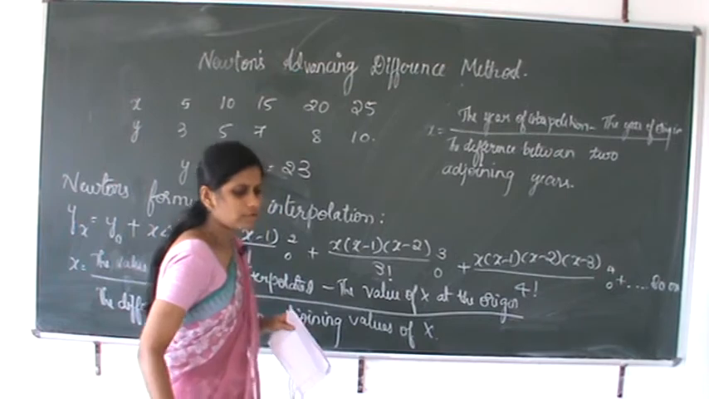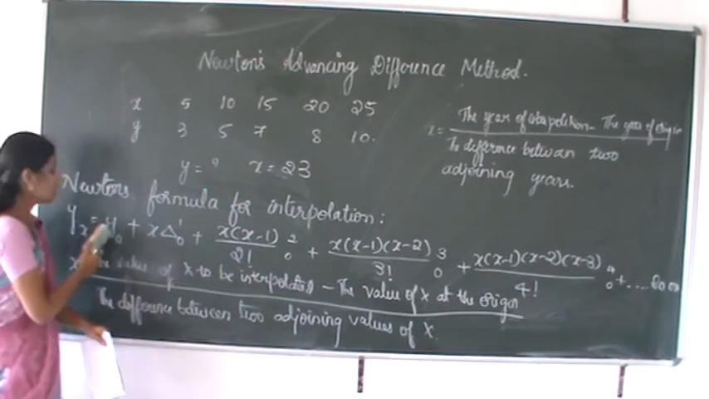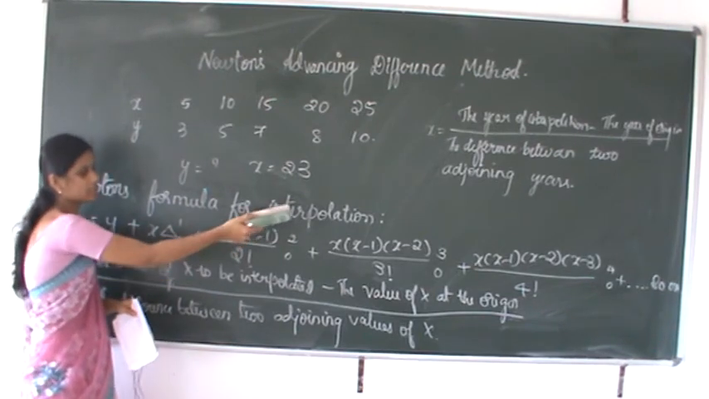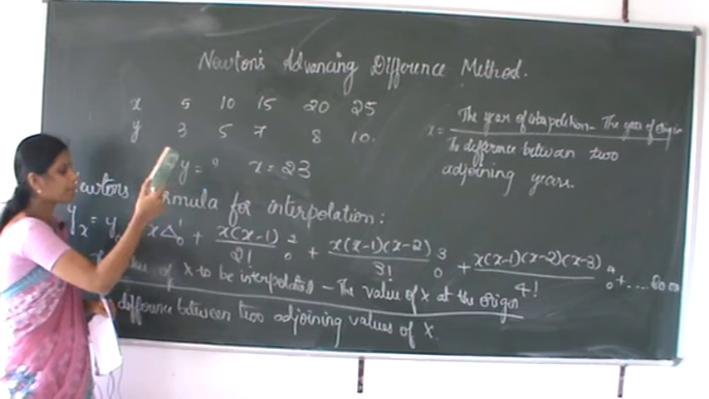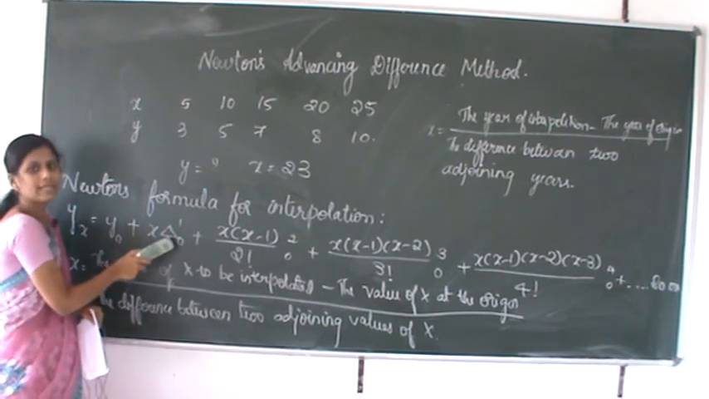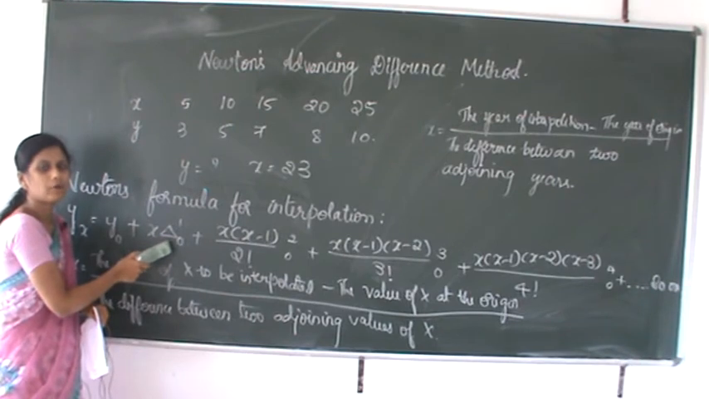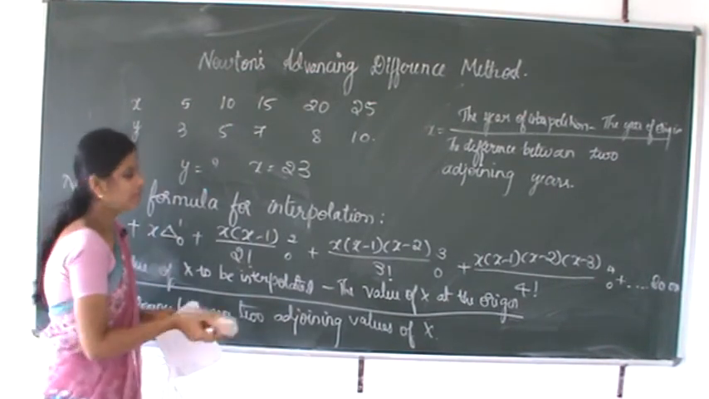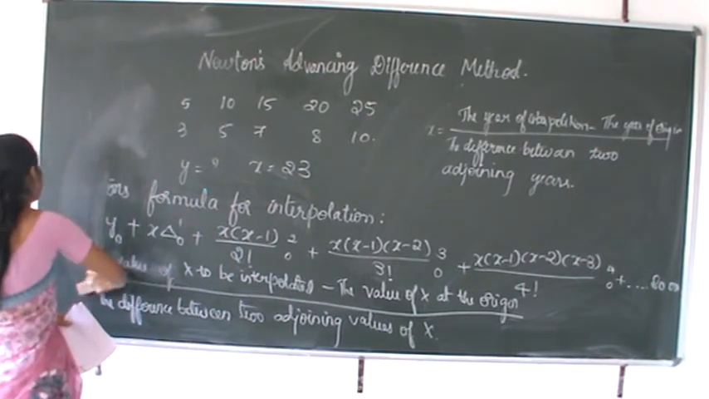Now, how to find these leading differences? Here in this formula, we have calculated what x is. Then you can easily calculate x minus 1, x minus 2, x minus 3. Now, how to find the leading differences? Leading differences can be obtained with the help of a table. So the table is the leading difference table.